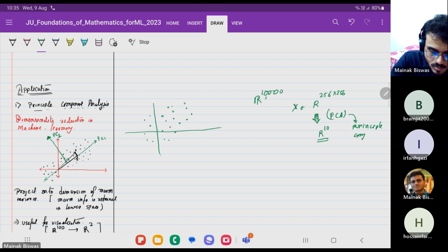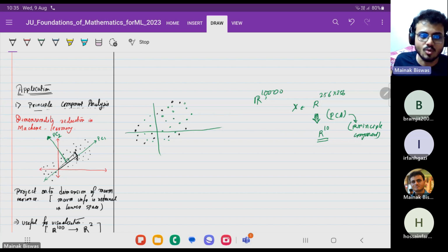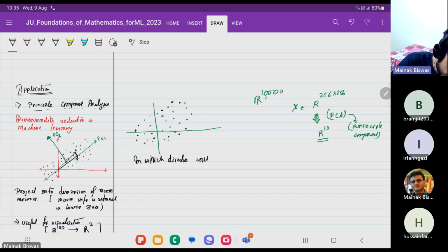How do I get the principal components? Do you have an intuition, by seeing these data points for a classification, in which direction the maximum info will be retained?